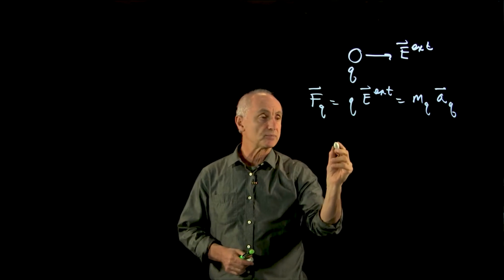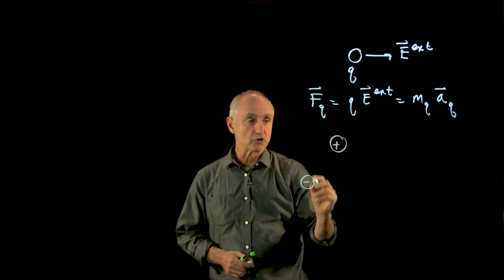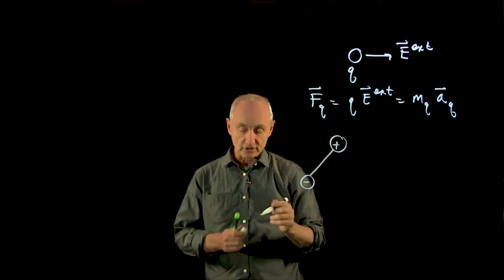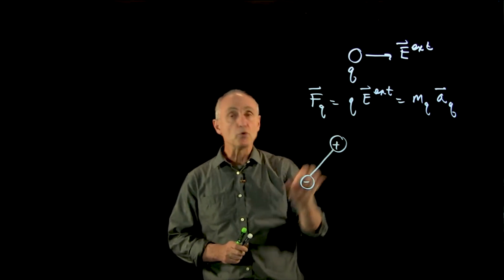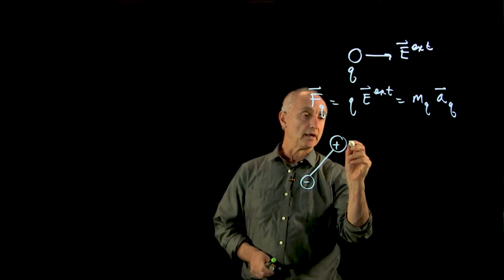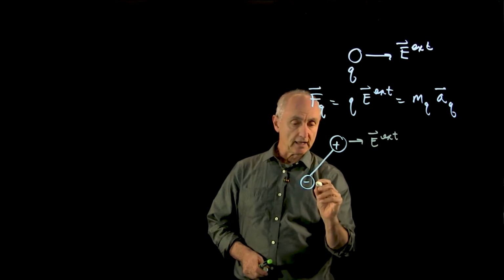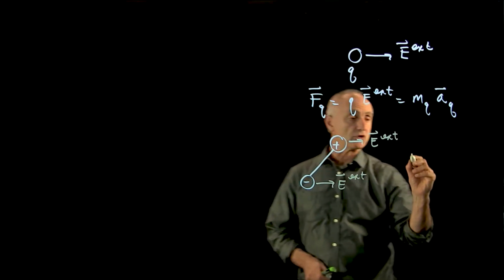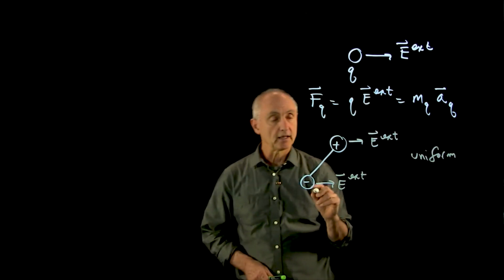And let's consider a very special case where we have a positive charge and a negative charge. And let's imagine that these charges are fixed together with a massless rod. So that way they will move together. And let's put this object in an external field. So we have an external field acting on this object. And I want to consider a very special case first where this external field is uniform.